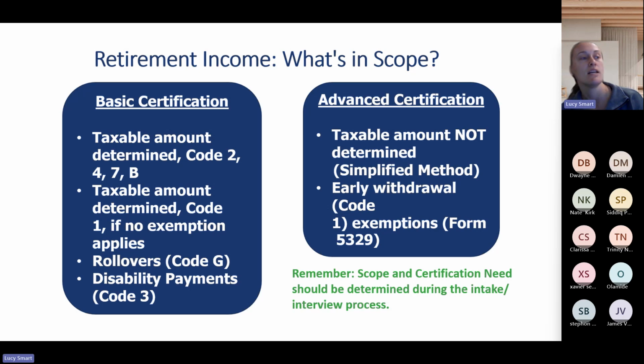Advanced certification is needed anytime the taxable amount is not determined. That's called the simplified method. You can't do that unless you're advanced certified. And then any early withdrawals that have an exemption. So if a code 1 retirement withdrawal is there and they meet an exemption, then that's for an advanced volunteer. We're about to talk about all these things, so it makes a little bit more sense how we determine what is what.